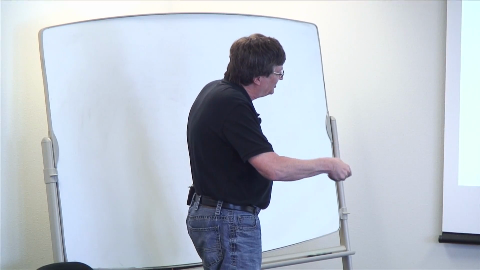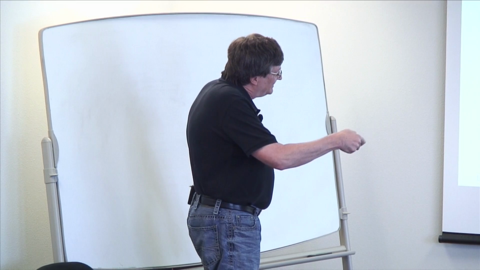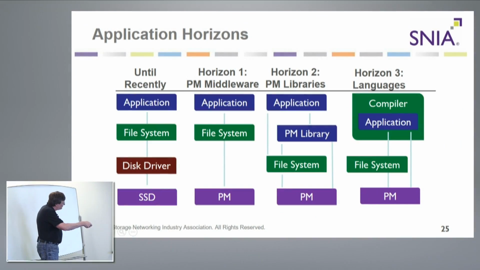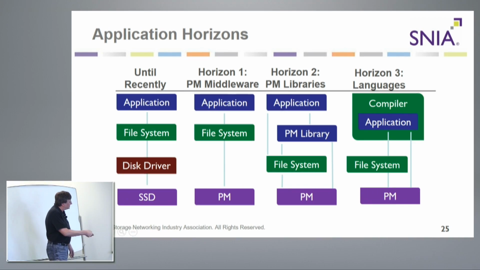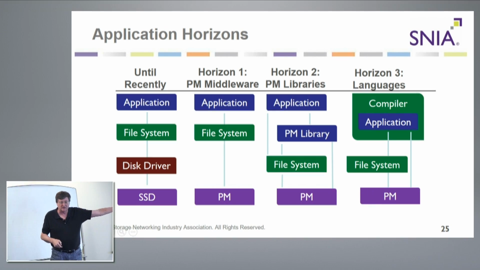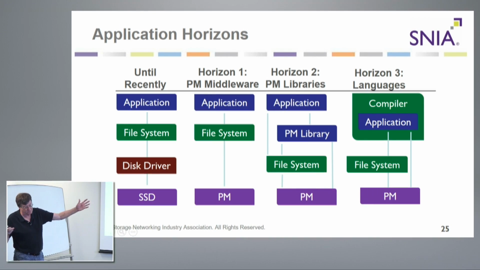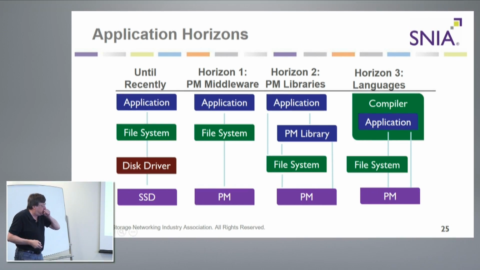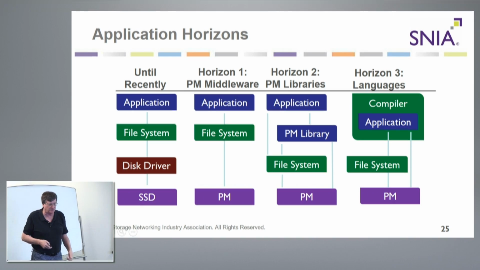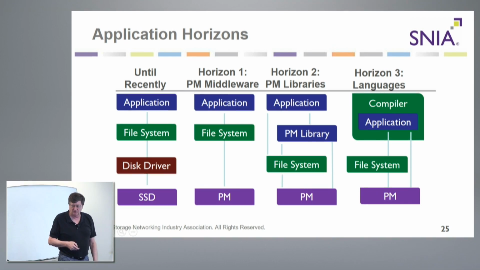Until recently, we've been doing this, right? Look familiar? Now we want PM middleware, so file systems aware of persistent memory, and then entire libraries so applications can make library calls, one level removed, and then finally into languages. We think one of the last horizons, or certainly after this, is to make compilers themselves aware of what's going on with persistent memory.